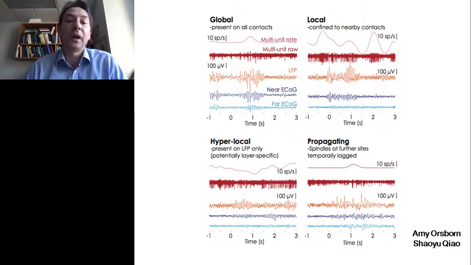We also, however, see other kinds of responses which are local, which is to say they're on the ECOG and they're on the LFP, but they're not on all the ECOG channels. There's a blue, the far ECOG is silent in this case during the event. We can also find other events which are more found on the field potentials than on either of the ECOG signals. And finally, we can see events that propagate across the cortical sheet and, in fact, from the depths of the brain to the surface of the brain.